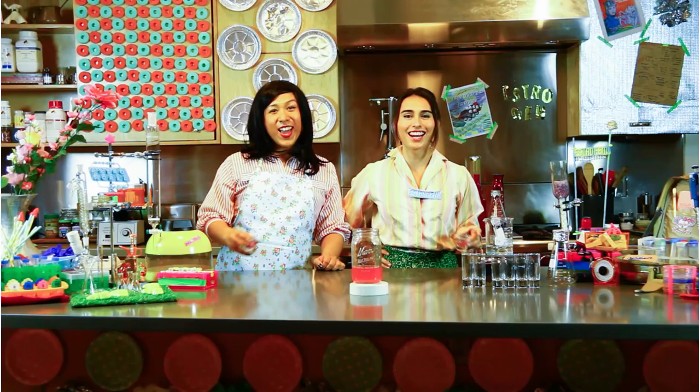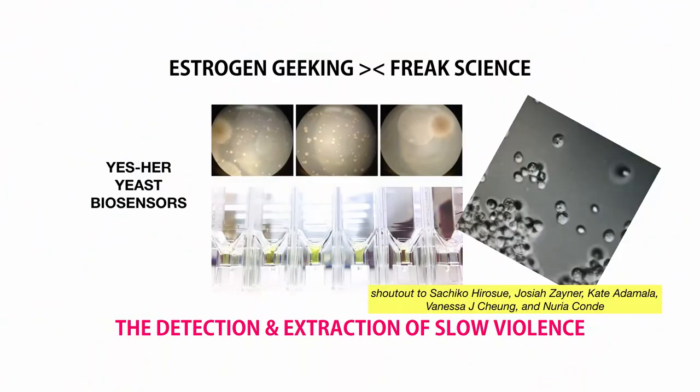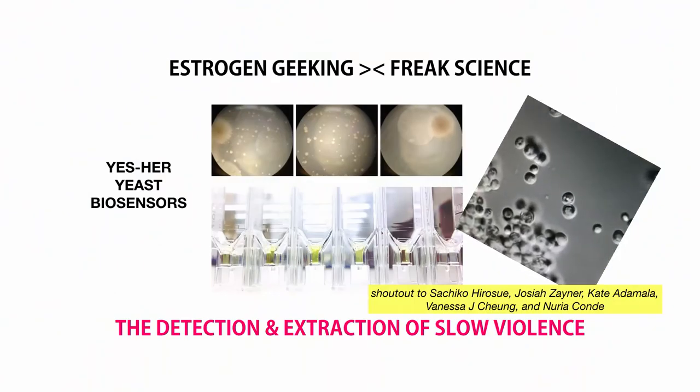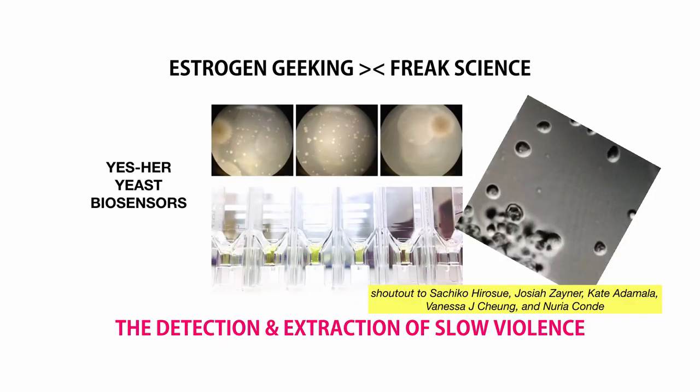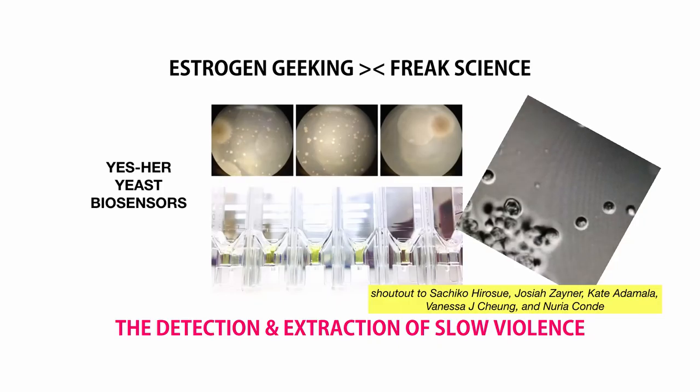Now, I want to switch gears and tell you more about how I got to these recipes in the first place. So, getting into a bit of biohacking, or what I like to call estrogen geeking freak science. The first protocol that I started exploring was a low-cost way to detect estrogen, so I started exploring transgenic yeast biosensors. By the way, the text in the yellow is a shout out to all the people I worked with, because estrogen geeking freak science is not something you can or should do by yourself. It's more fun with friends.